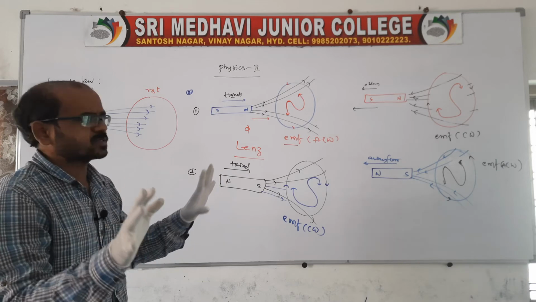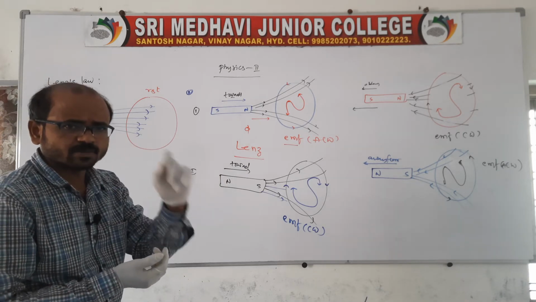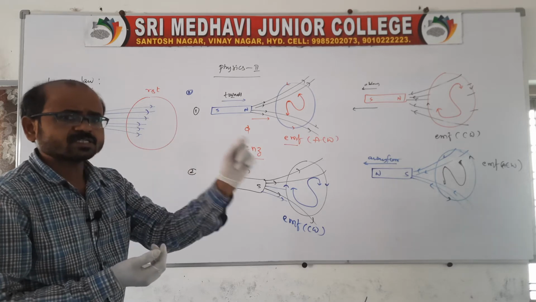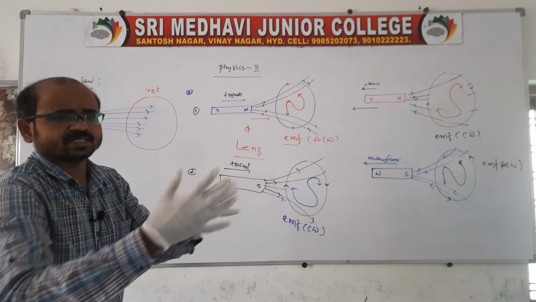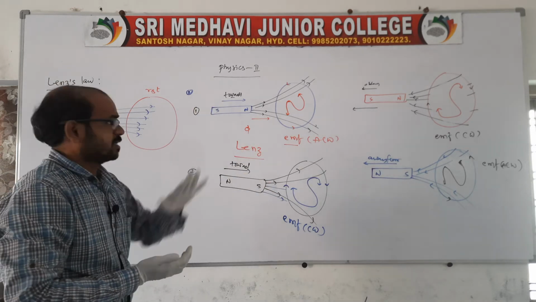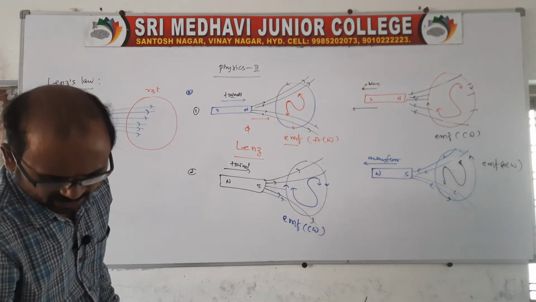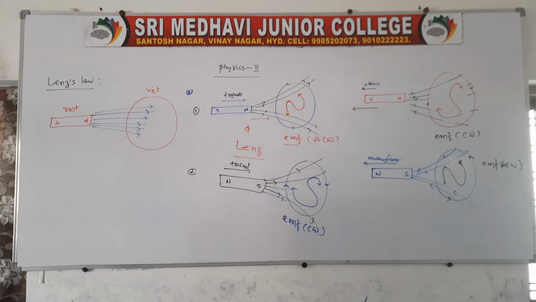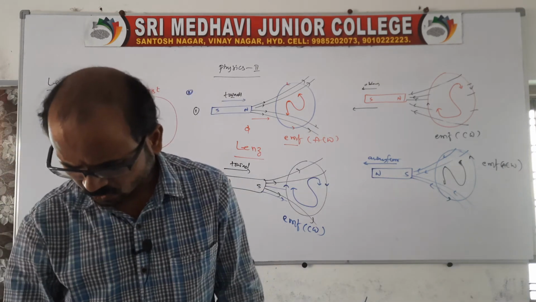The EMF always opposes the changes caused by it. See, EMF is induced because of the change in flux. Now what is the EMF doing? It is opposing the change, and the change here is the magnetic flux changing. That EMF opposing the changes caused by it, we call Lenz's law. So we can write it like this, Lenz's law. Is it clear, everyone? So that about Lenz's law is over.